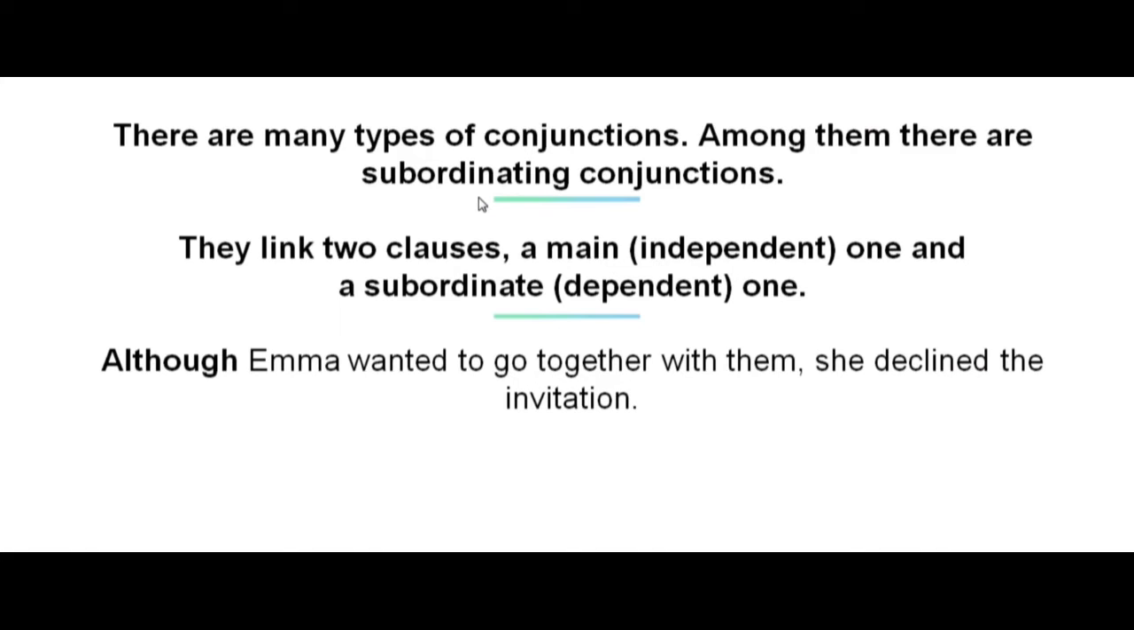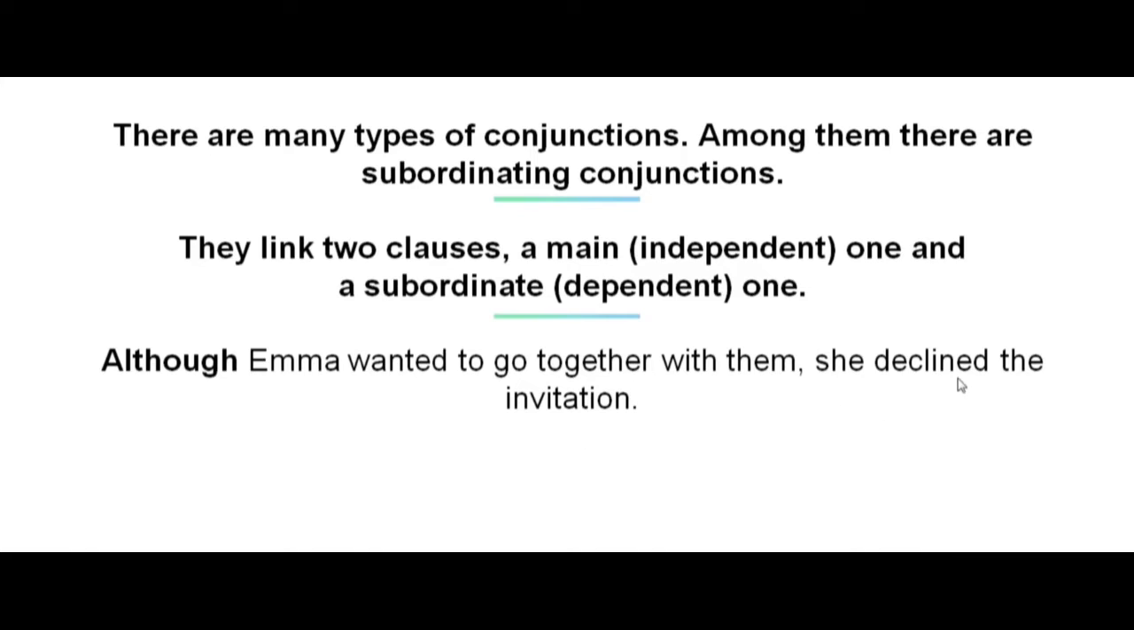Now there are many types of conjunctions, and among them are subordinating conjunctions. Now subordinating conjunctions link two clauses, a main independent one and a subordinate dependent one. Have a look at the example over here. Although Emma wanted to go together with them, she declined the invitation.